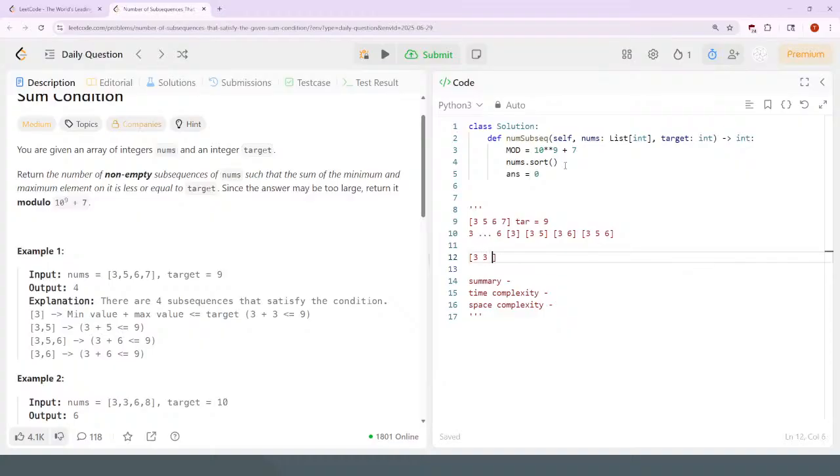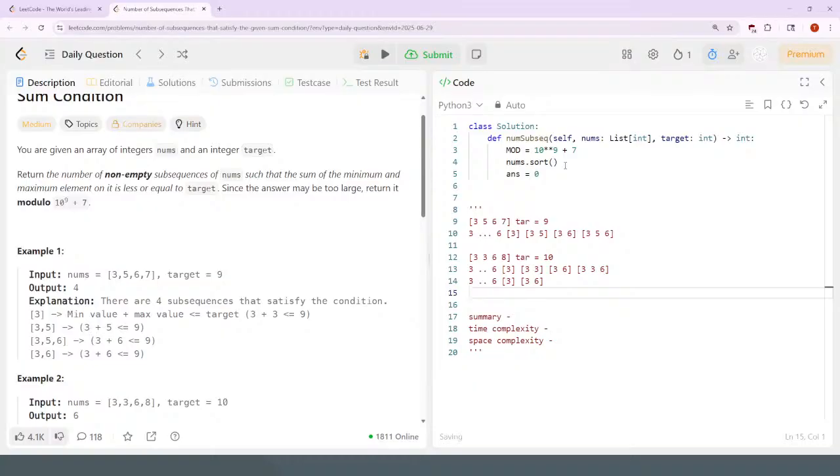And then if it was like 3, 3, 6, 8 sorted, and the target's 10, then the first 3 could go up to the 6, which makes it 3, 3, 3, 3, 6, and then 3, 3, 6. And then the second 3 could go up to the 6. So that second 3 is 3, and that second 3 could go to 6. And then the 6 can't go anywhere. So that gives me 6. Okay.